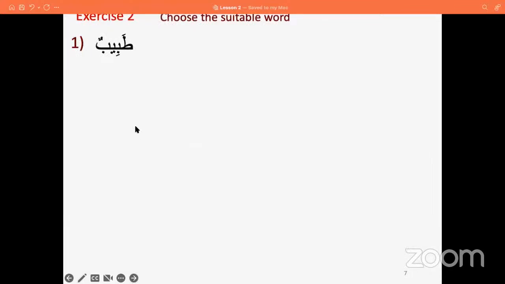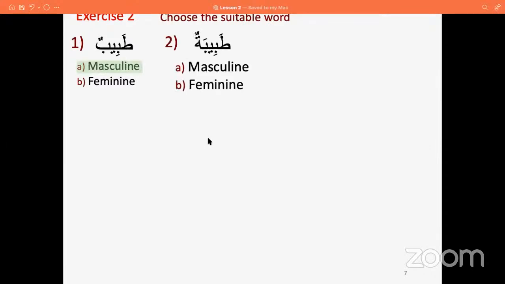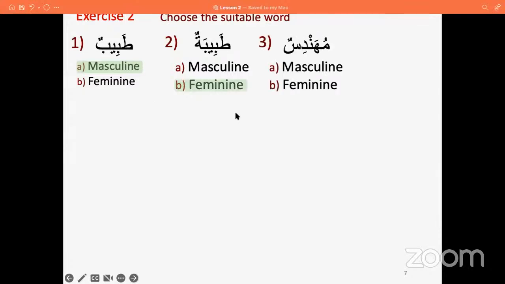Quick short exercise. The word tabibun, masculine or feminine? I'm going to run through this one very quickly. All right. Excellent. That's correct. How about the word tabibatun, masculine or feminine? Okay. How about the word muhandisun? Is it masculine or feminine? Excellent. How about the word talibun? Is it masculine or feminine?